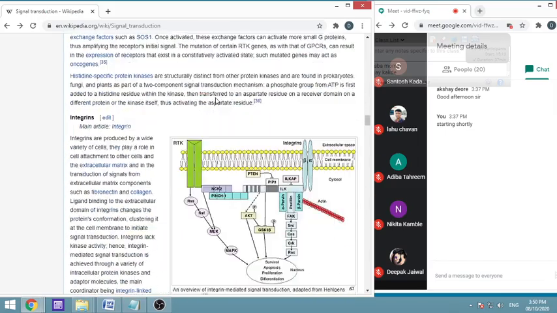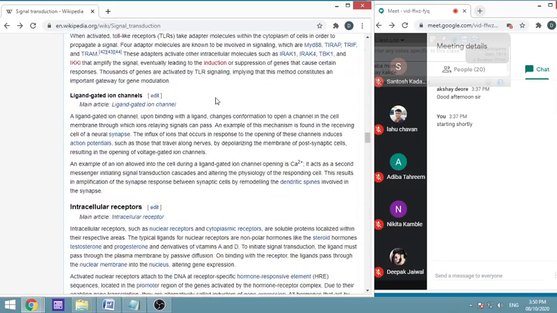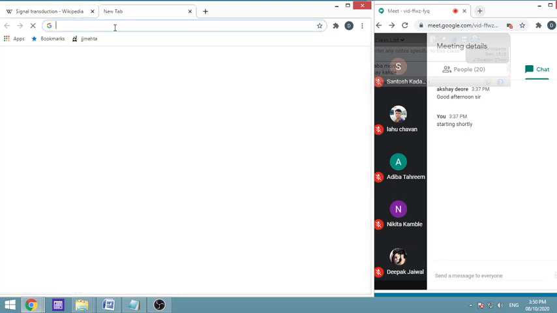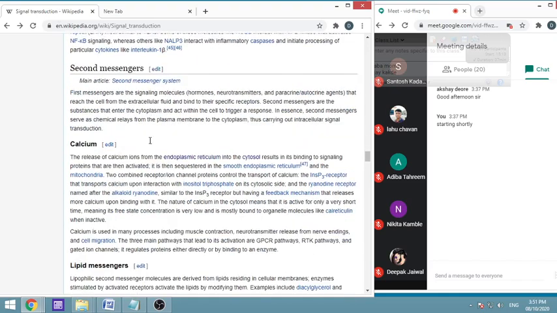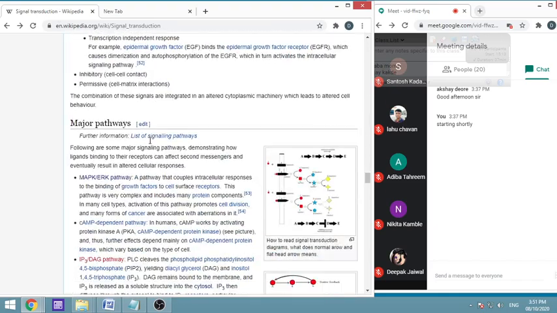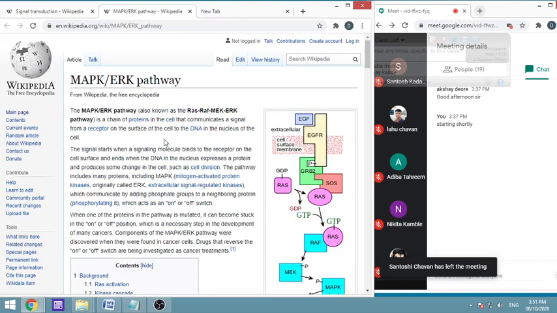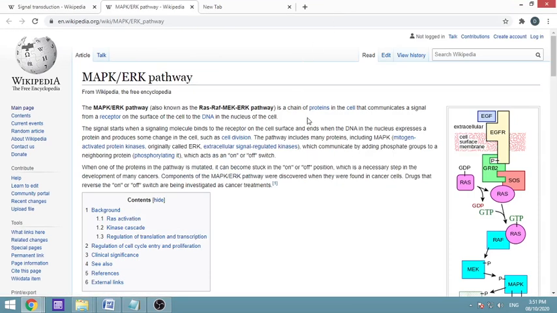Then in that we shall go for some of the important pathways which have been mentioned. The first one is the MAPK pathway. We shall see how this MAPK pathway works. Then some other pathways we shall be seeing. This MAPK pathway, as I told you, as we have seen in the general schematic representation, this is how they are acting.